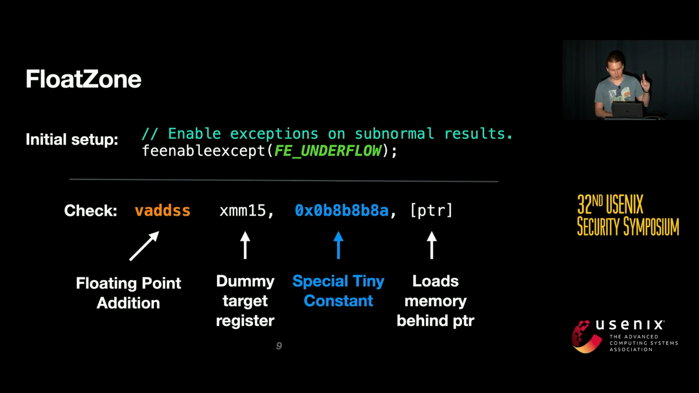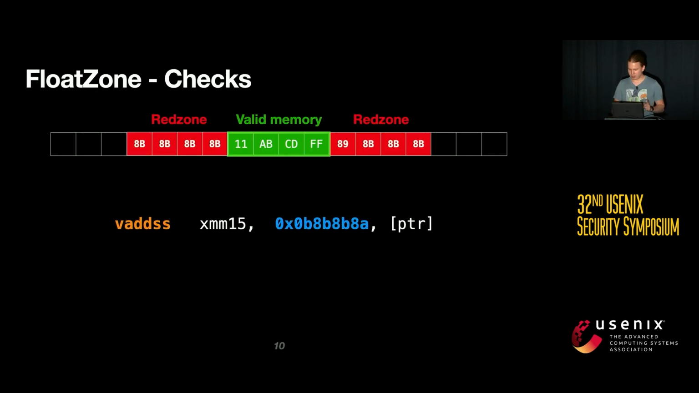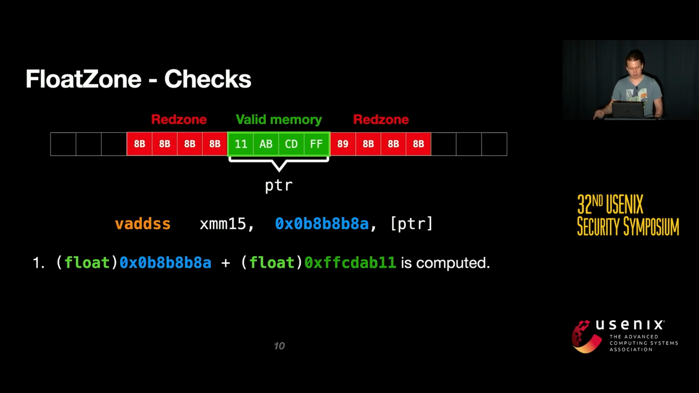All right, so why does this work? If we go back to our starting example, we have valid memory and we have invalid memory. The red zone pattern is pretty much the same. In FloatZone, 8B, 8B, 8B, that's how we designate invalid memory. Let's start with the boring case first. Let's say the pointer goes to valid memory. What the check is doing, it takes the floating point constant, it adds the random number that's in memory, and what essentially always happens, because it's probabilistic, there could be a value that looks like a red zone value, but what usually always happens is nothing. It's valid memory, it's supposed to do nothing.